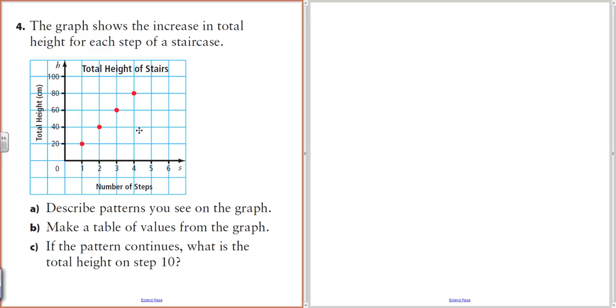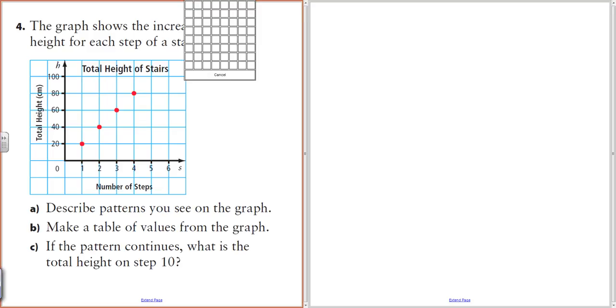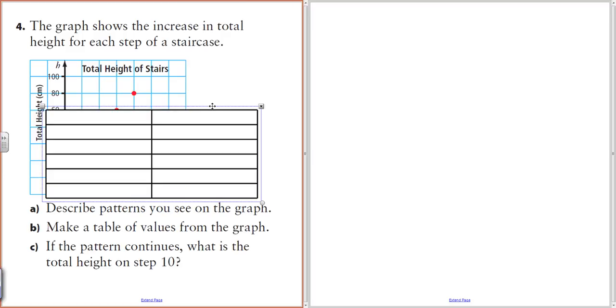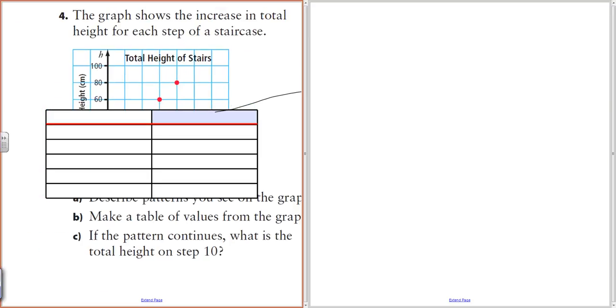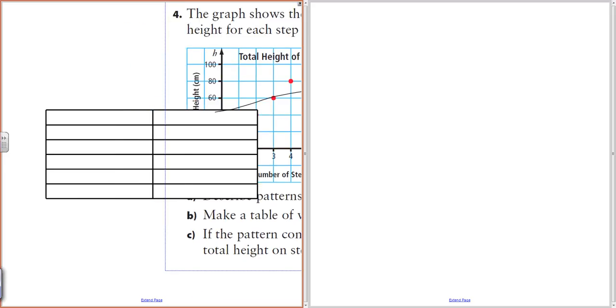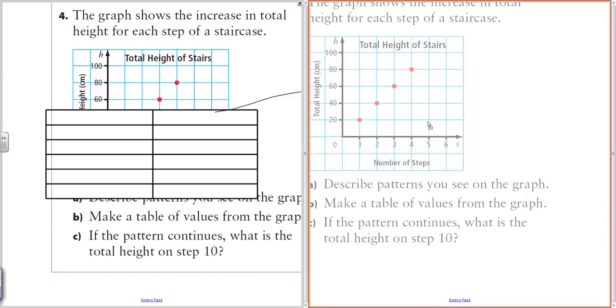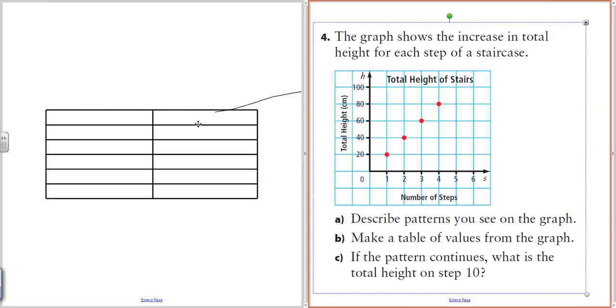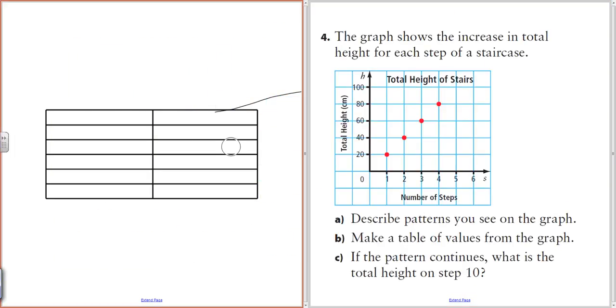Question B says, make a table of values for the graph. So I'll grab my little table of values thing here, and I'll just grab, I don't know, we'll say 6 of them. And I'll bring it over here. Oh, I'll grab my grabber tool and grab this. Bring it, oh, not that. Come on, be good to me. Help me, Houston. All right, I'm just going to bring this over here. I'll just bring it right over here, and I'll just ignore it. There, take that, you dumb squirrel. All right.